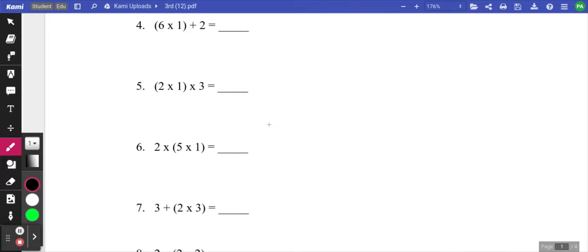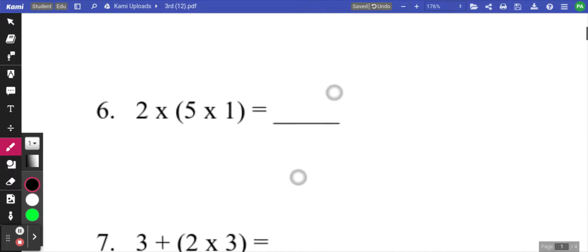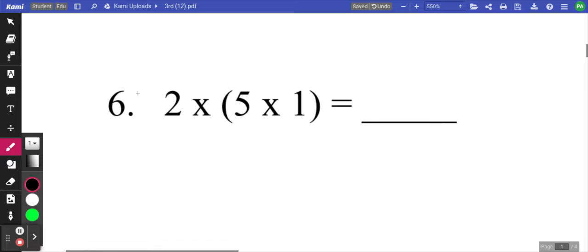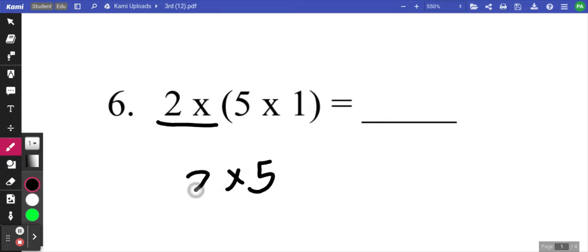Let's try one more. Let's try something like number 6. So we're going to first solve the parentheses like always, and 5 times 1 is 5. We're going to bring the times 2 down, which you get 2 times 5, which is 10.